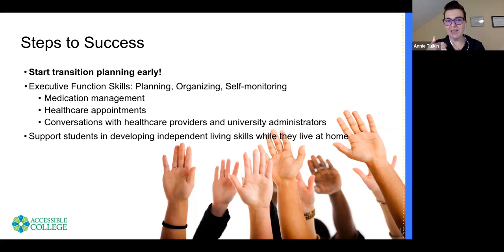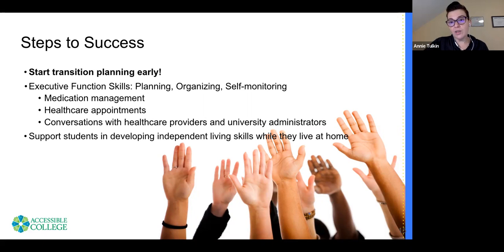Start working on some of these planning and executive function skills, like the organization skills, self-monitoring. Where these usually come up for the students that I work with is around medication management. Can the student manage their own medication? Can they put the pills in their pill box? Can they remember to take the pills? Do they have timers and reminders set up? Do they know how to refill their prescription?